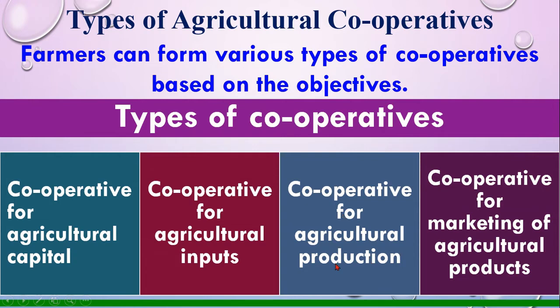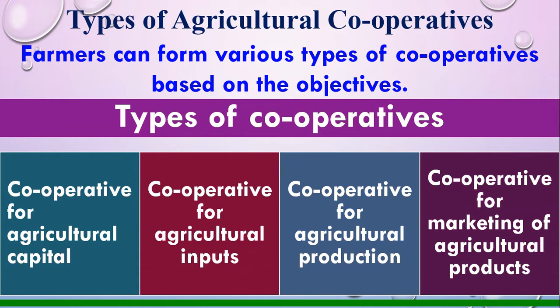Next one is agriculture product cooperative, to direct activities involved in agriculture production. And the last one is marketing of agriculture products, where to determine price of products, take subsidy to sell agriculture products and keep respective accounts.